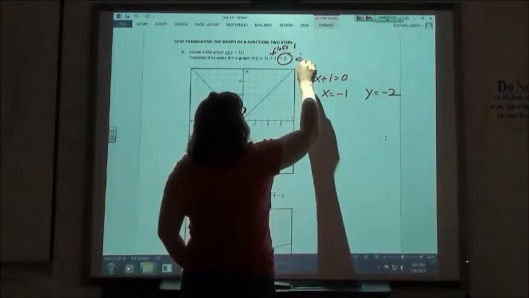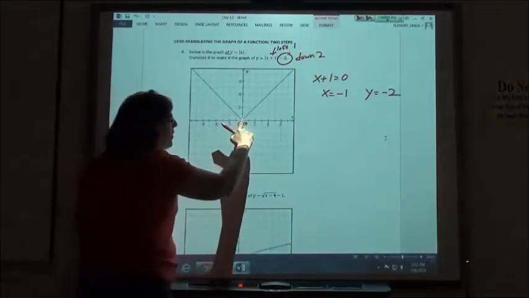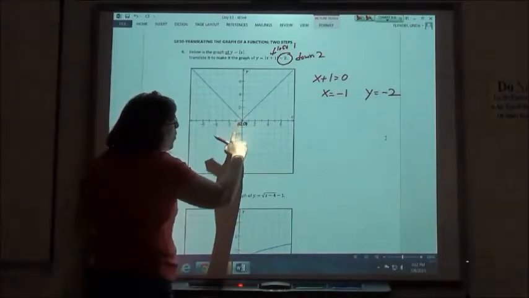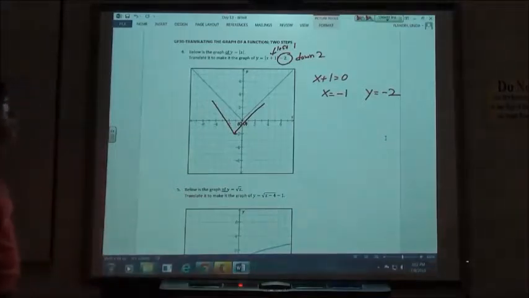Left 1, down 2. And then you're just going to grab it. They'll have this little finger tool. You move it back 1 and down 2, and then the computer's just going to redraw the graph however it should look once you've moved it over.